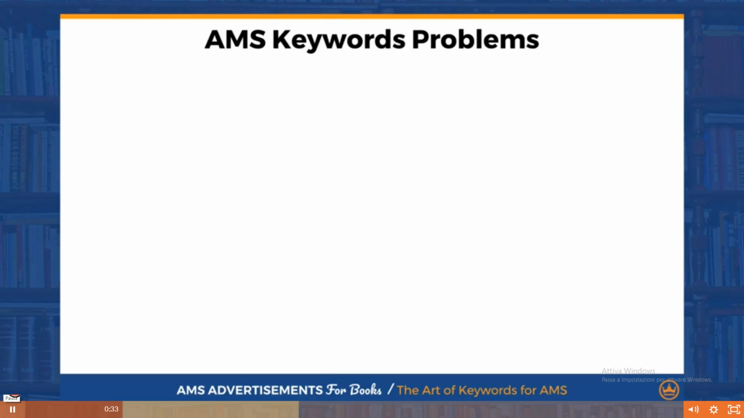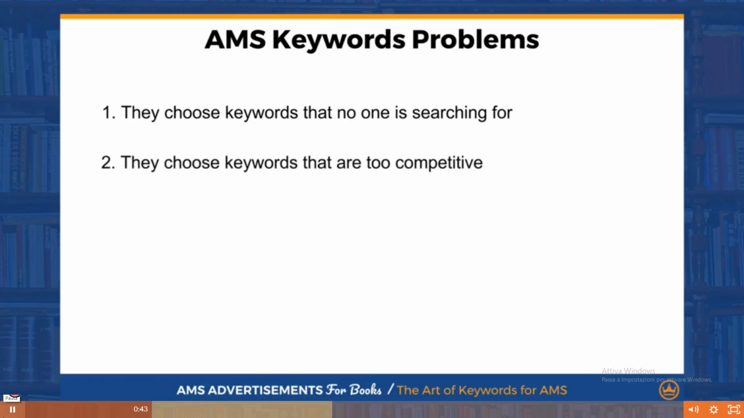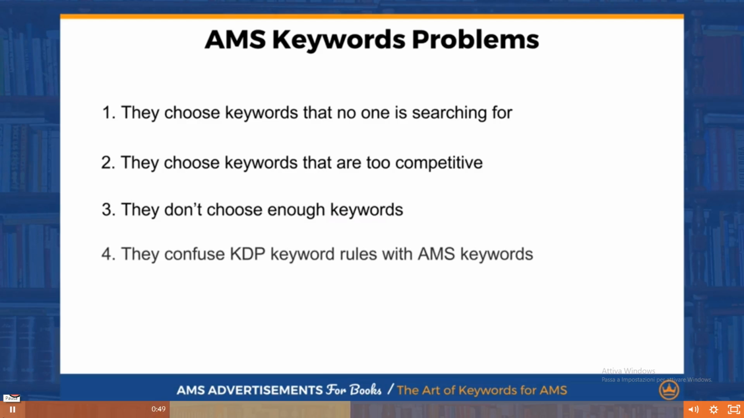However, there are a couple of problems that most run into when they first start out with keywords and AMS campaigns. Number one, they choose keywords that no one is searching for. Number two, they choose keywords that are too competitive. Number three, they don't choose enough keywords. Number four, they confuse KDP keyword rules with AMS keyword rules and therefore don't target the right things.